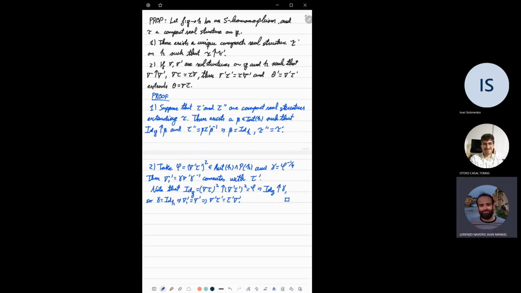The last part is obvious because theta is simply the product of sigma with tau, and since sigma extends to sigma prime and tau extends to tau prime, then by definition of theta prime, theta must extend to theta prime. Okay.